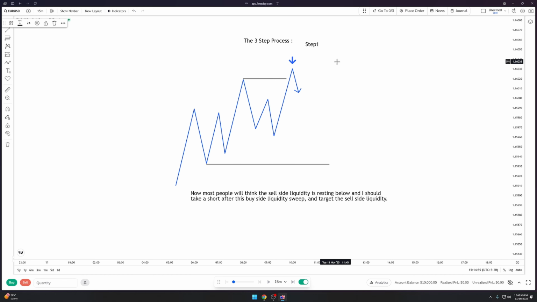The first step is to check whether there is any market structure shift on the left side before the liquidity sweep. As you can see, we do have a market structure shift. That simply means the market has created a shift to the upside, and it can retrace and then continue in the upward direction.